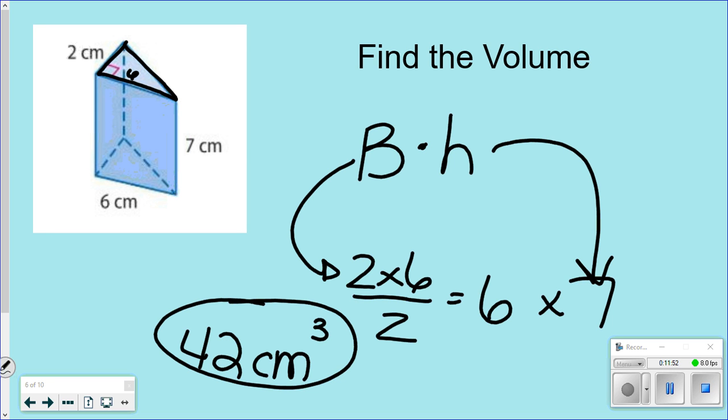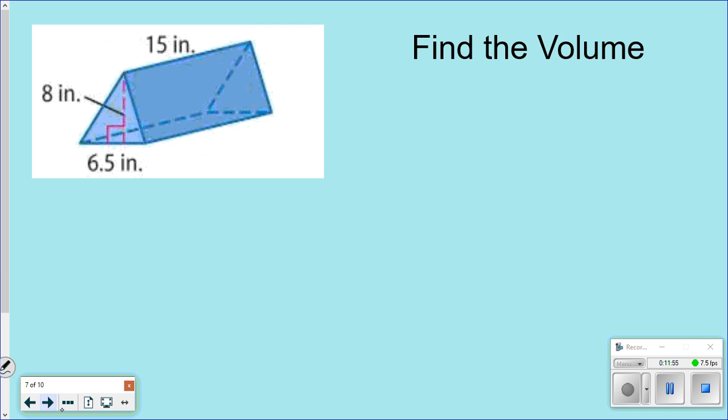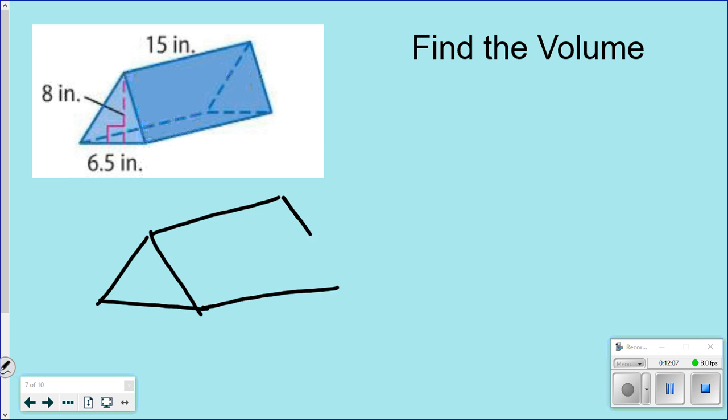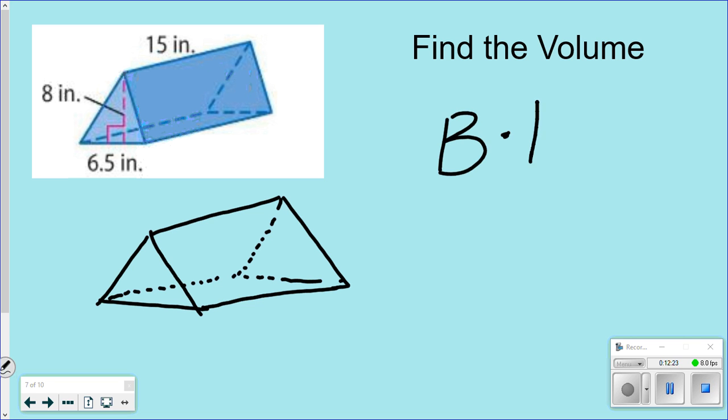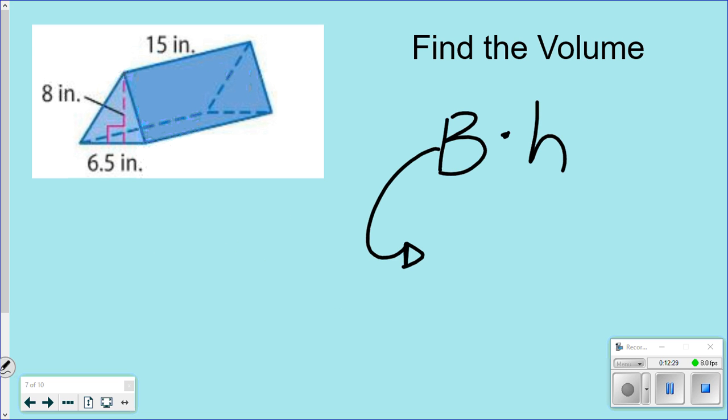All right, you want to try one by yourself? Let's try one by yourself. If you want to draw it, this is how you do it. You're going to draw your front. That's this part right here. Then you do your dotted line, like that. Put in your dimensions. Probably a good idea to write out the formula and figure out, okay, what is my big B? Figure out your H, your height of it.